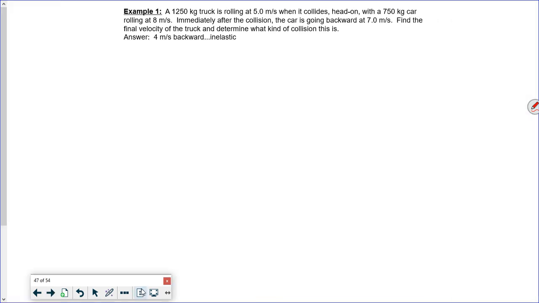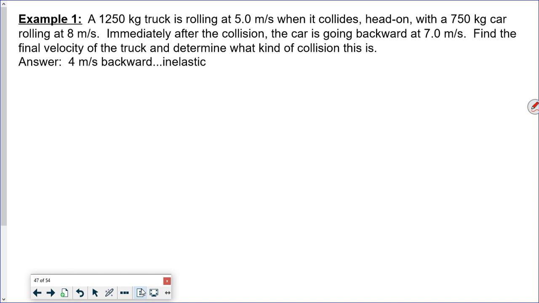All right, so let's begin this. There you go, so there's our first example. Take a second, write it down. Here you're given these two objects that collide, and then you need to find the final velocity of the truck and determine what type of collision it is. So this is totally an honors style problem. Let's plow through this real fast. So here's our truck.